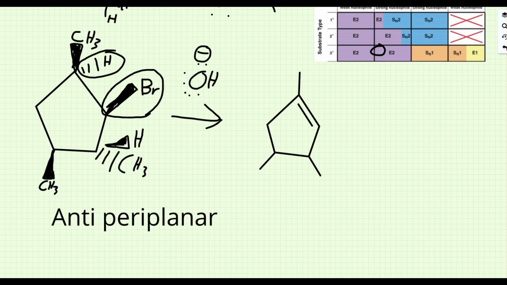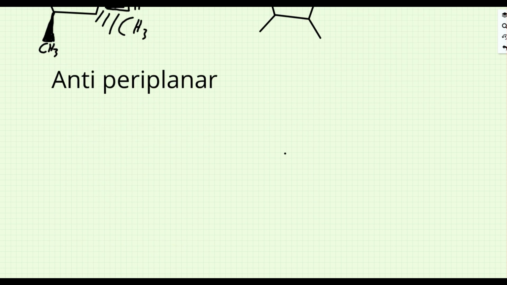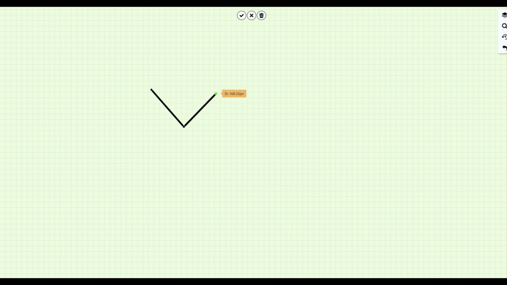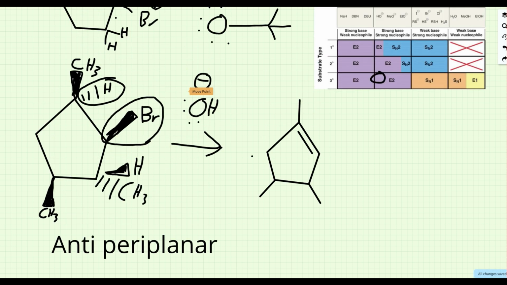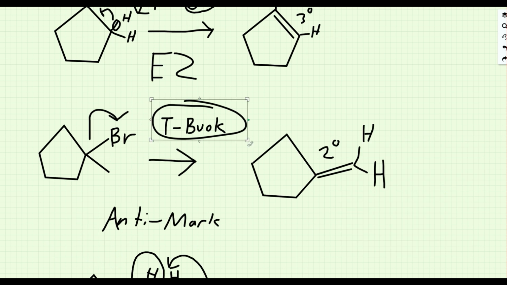And the reason why I can draw it out in the chair flip conformation, actually I should have drawn it as hexane, but essentially, let's think about how to draw this. Basically, if we had a Newman projection, so if we had bromine here, hydrogen must be here, must be anti-periplanar in order to form the product. So that is all the ins and outs of E2.